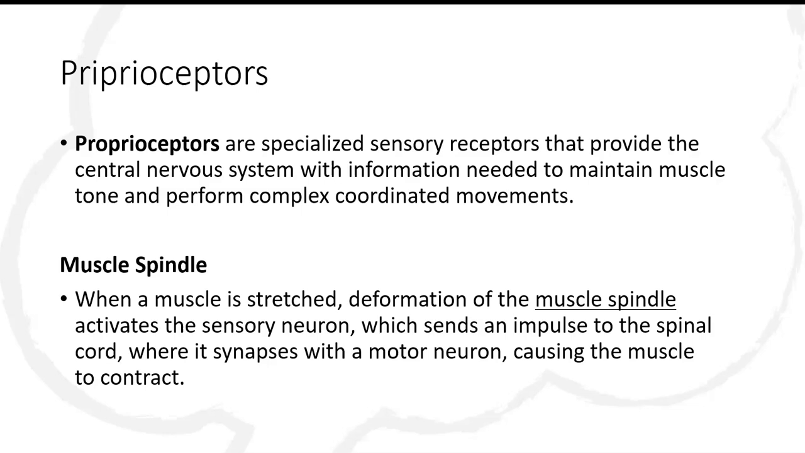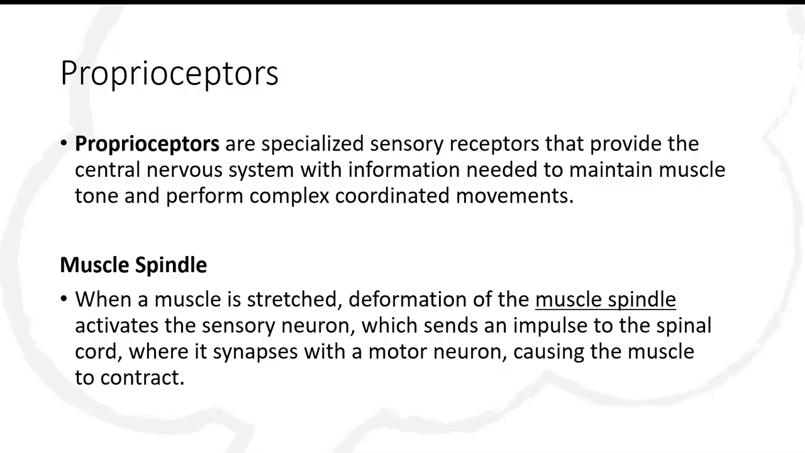All right, lastly, we're going to talk a little bit about proprioceptors and the muscle spindles and what those entail and what those are. Okay, so proprioceptors are specialized sensory receptors that provide the central nervous system with information needed to maintain muscle tone and perform complex coordinated movements.